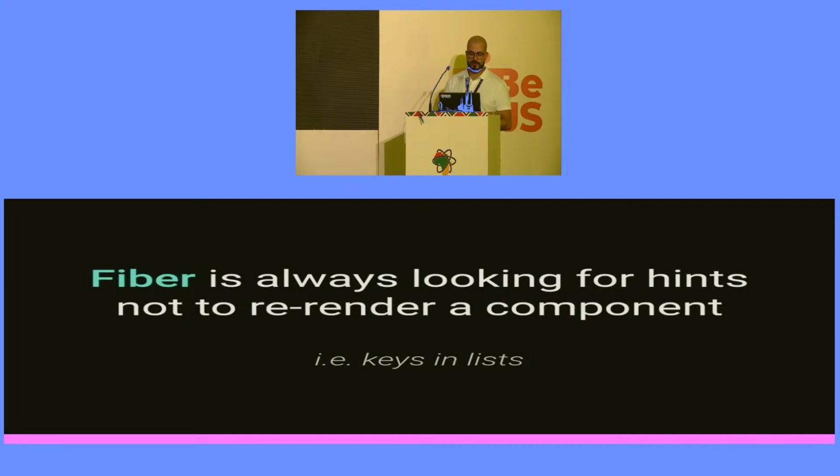Fiber is always looking for hints in order not to re-render this component. As an example, the keys. You know the keys? One of the usages of the keys is in lists, for example. You always get the ESLint telling you you have to add a key, right? And if you add a key with index, this is a bad idea, because if you push something from the top, everything will re-render again.